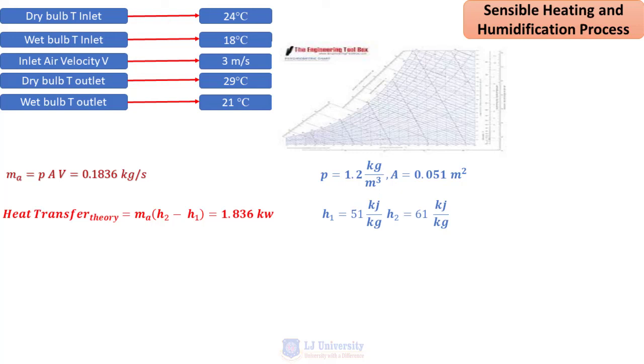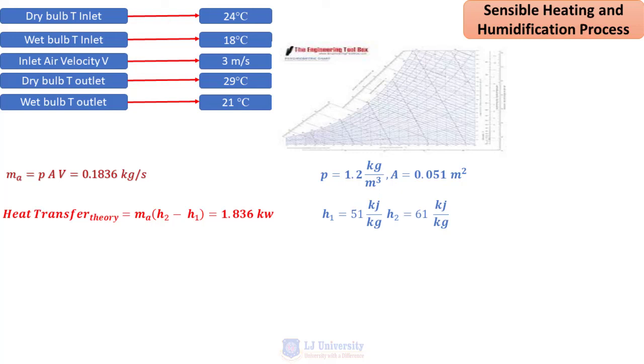We can calculate the theoretical heat transfer by m_a (H2 minus H1). For the values of H2 and H1 you can use the psychrometric chart. By the inlet values DBT and WBT you can locate point number 1 in the psychrometric chart, and from the chart you can get the value of enthalpy, which is H1. Similarly, by using outlet condition values DBT and WBT you can locate point number 2 in the psychrometric chart and get the value of H2.